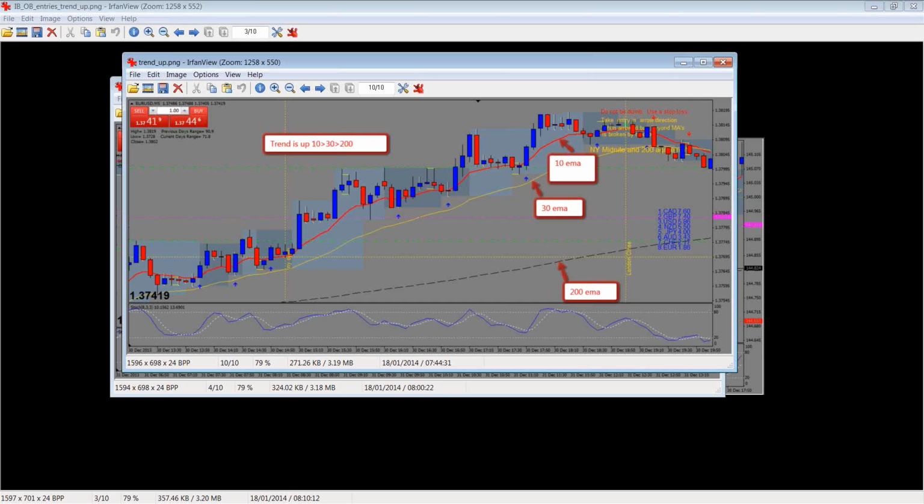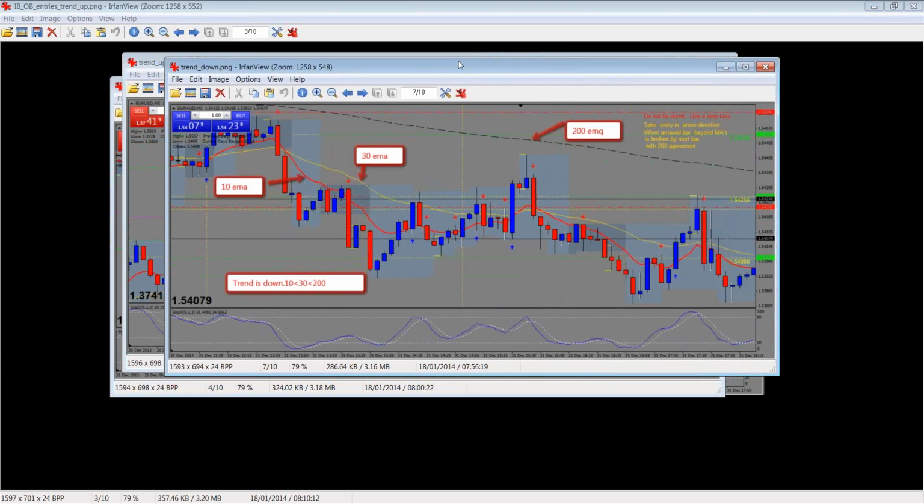The same thing goes with a trend down signal. We have where the candle has broke above the 10 and closed, and then the next candle has broke below the 10, giving us a signal to go down. Once that candle is broke, it is validated as an entry to go short.